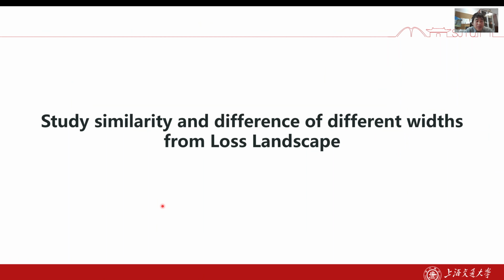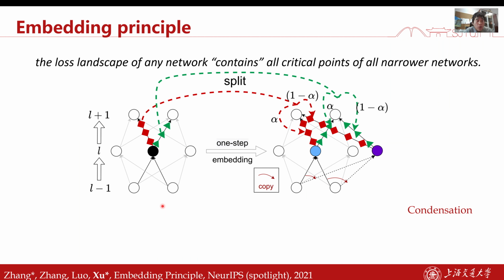So we can study the similarity and difference of different width networks from the loss landscape, and we found a very key property of network loss function that is called the embedding principle. It says the loss landscape of any network contains all critical points of all narrower networks.